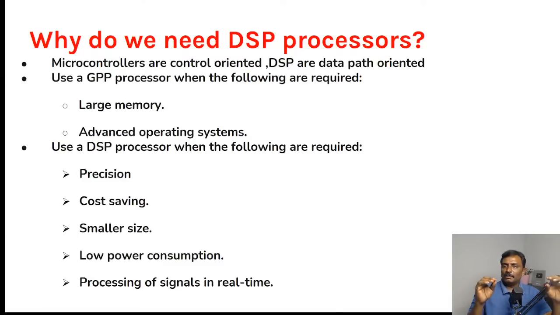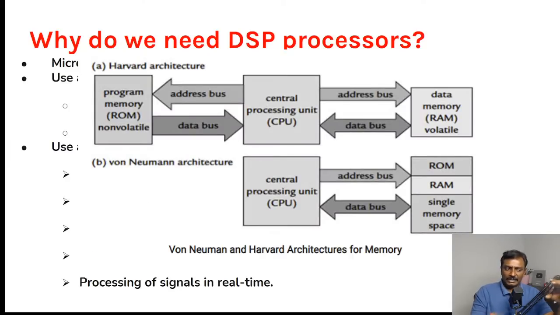Okay, so where power is a constraint and where cost is a constraint, smaller in size, lower power consumption, and it should be battery operated, in that case, you could choose a DSP processor. Whereas every processor is basically made up of two architectures. It either has the von Neumann architecture or the Harvard architecture.